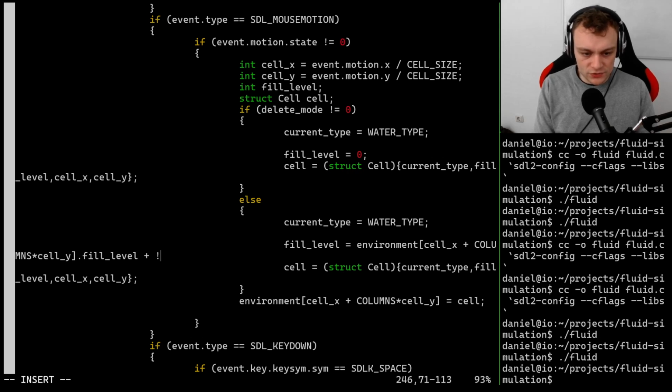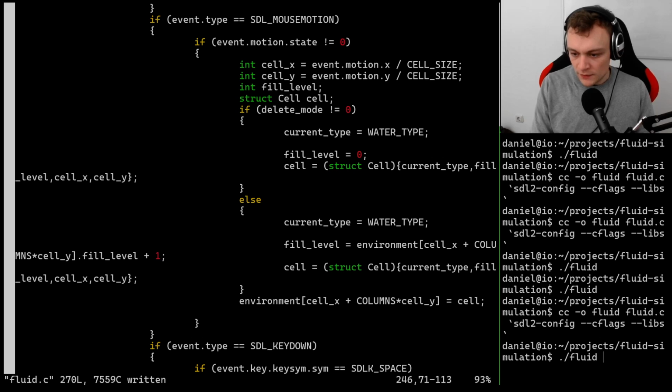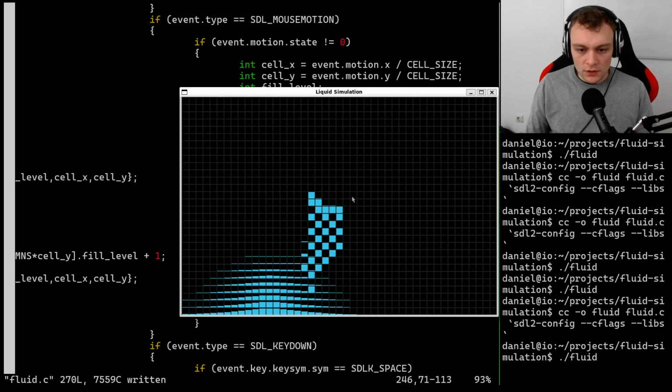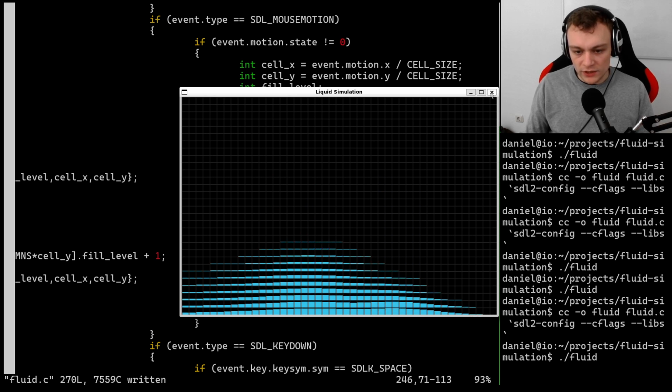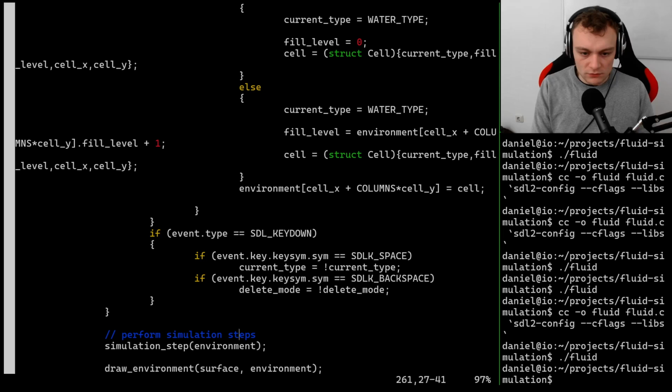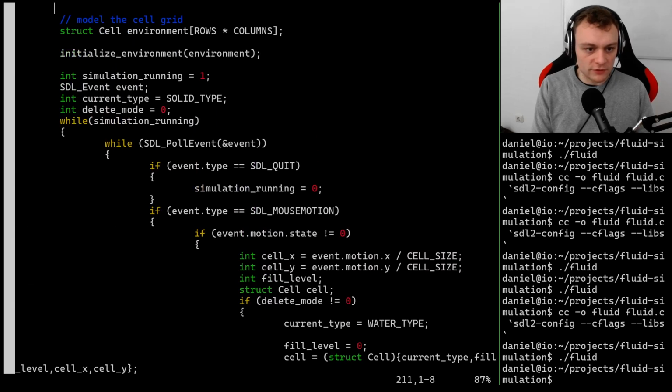No, let's just do it like that. So this should work. I hope it works. Yeah, and I messed something up. We can't draw solids anymore because something here is wrong. So we have the cell, we have the current type. But where's the solid type? Current type is solid type right here.